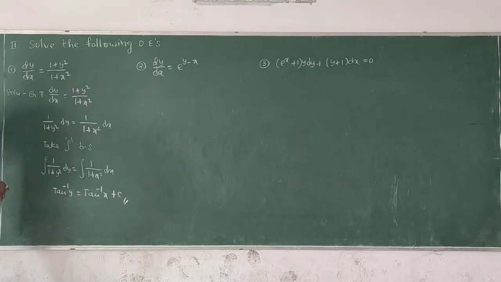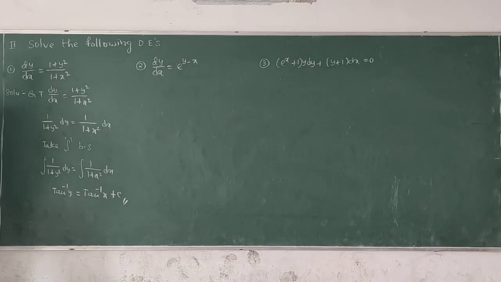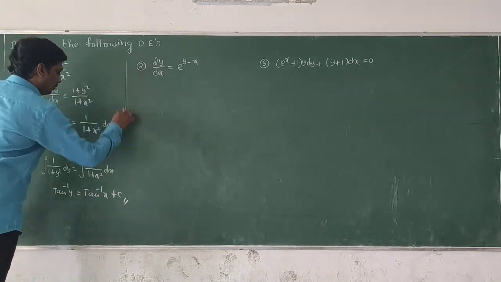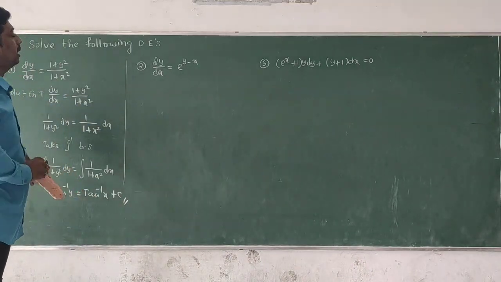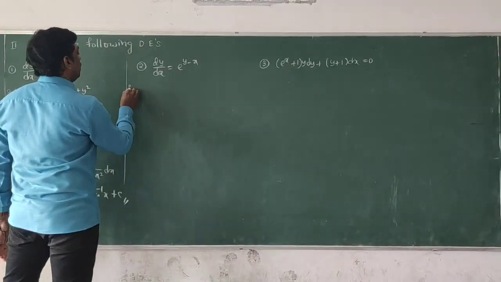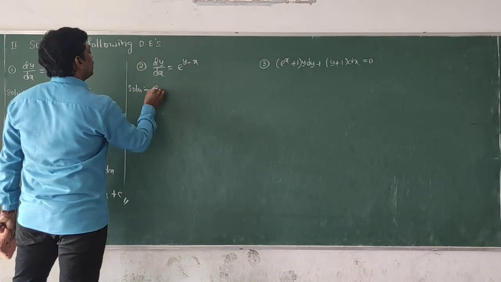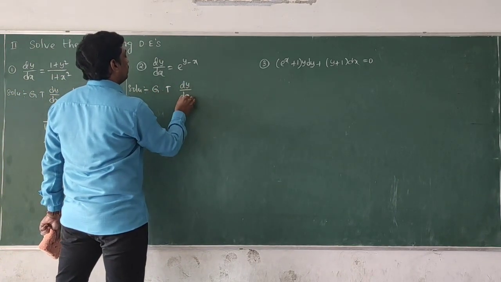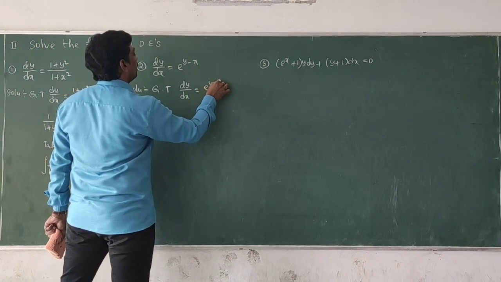The functions are important. So the general solution is tan inverse y equals tan inverse x plus c. That's the end of the solution. Next, the second one: dy by dx equals e power y minus x. In the solution, first, given that dy by dx equals e power y minus x.